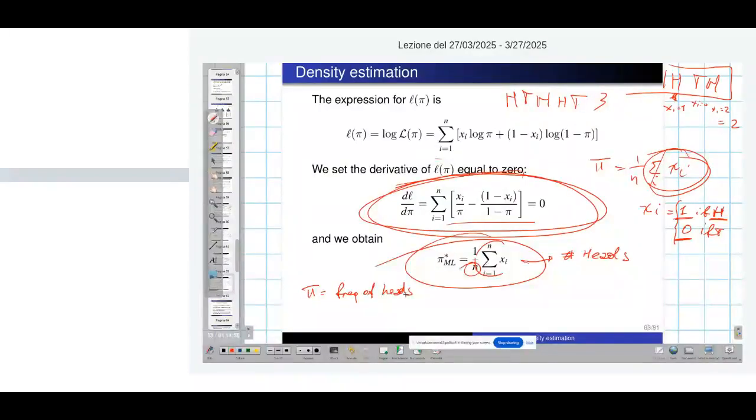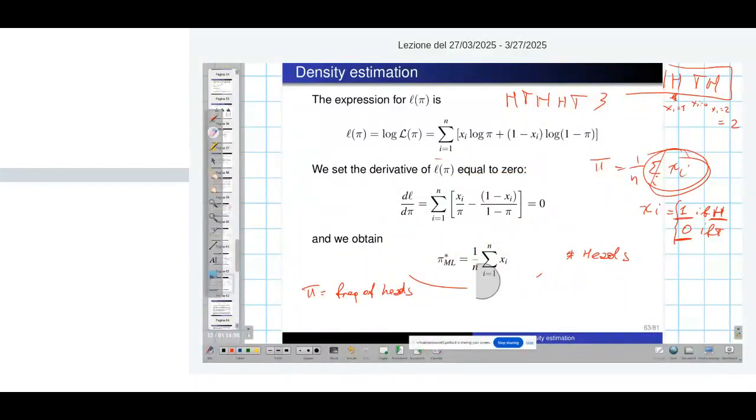And indeed, for many cases, it will be for us a reasonable solution.